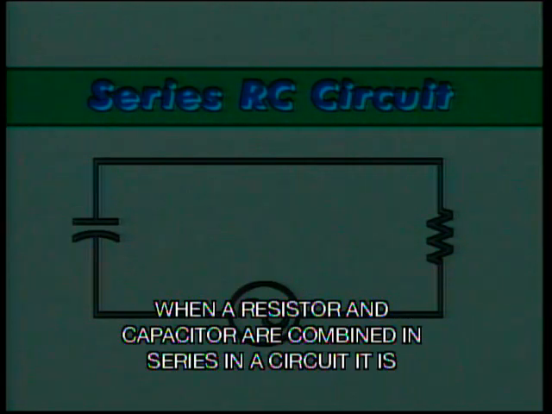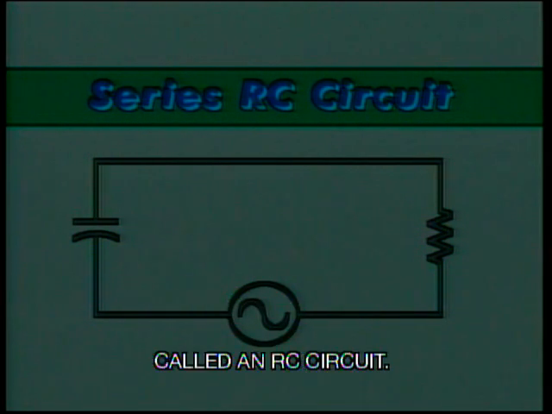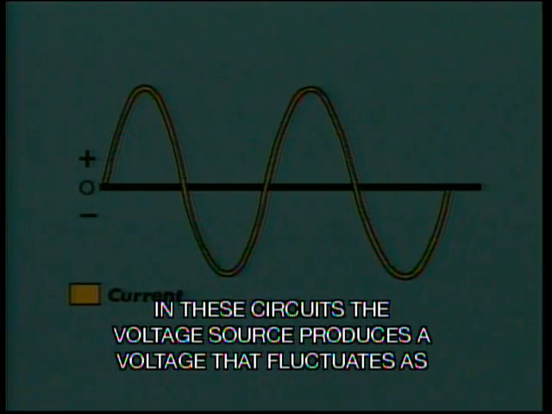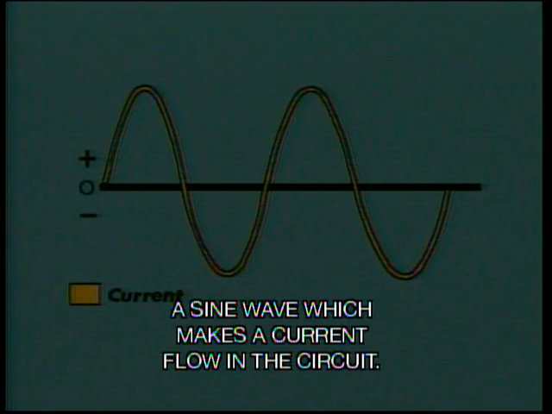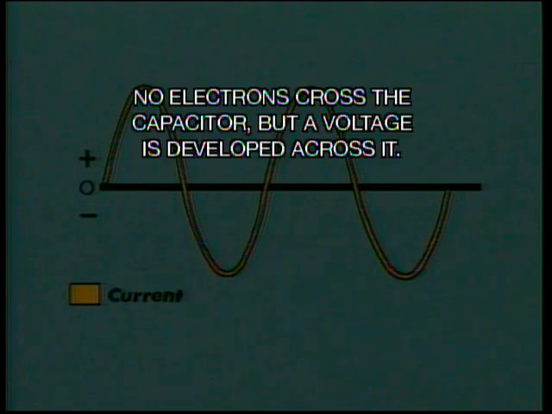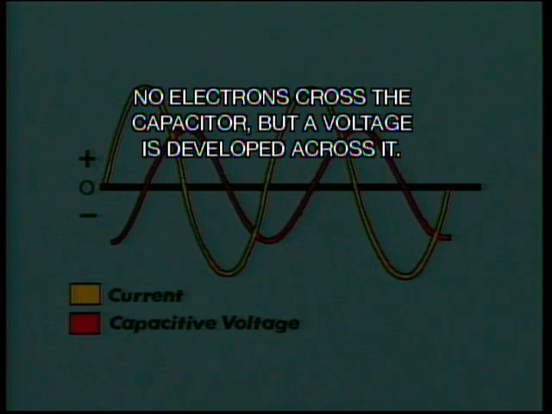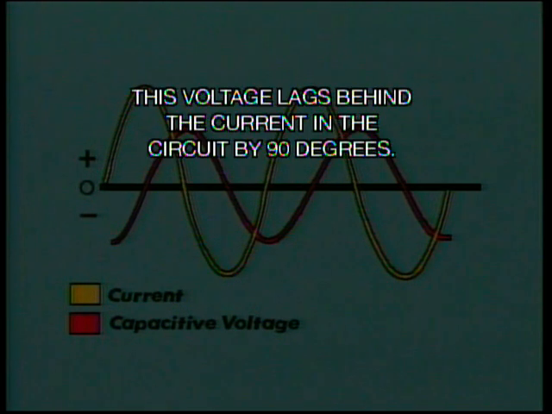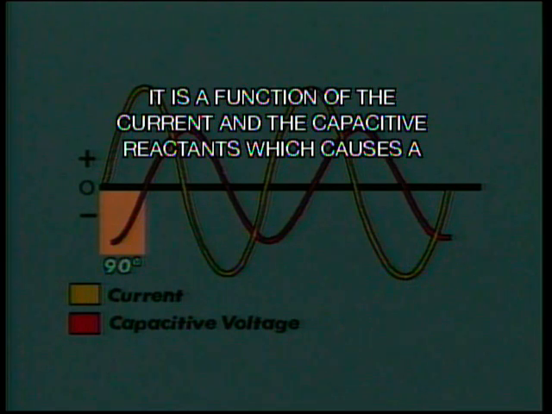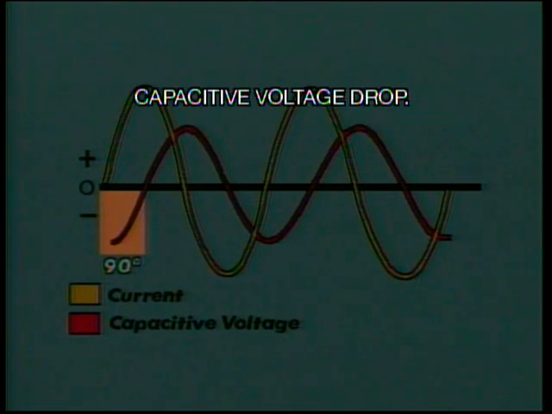When a resistor and capacitor are combined in series in a circuit, it is called an RC circuit. In these circuits, the voltage source produces a voltage that fluctuates as a sine wave, which makes a current flow in the circuit. No electrons cross the capacitor, but a voltage is developed across it. This voltage lags behind the current in the circuit by 90 degrees. It is a function of the current and the capacitive reactance, which causes a capacitive voltage drop.